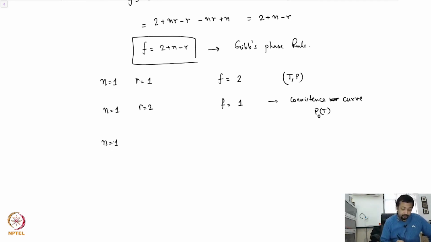If you have n equal to 1 and r equal to 3, a single component which can exist in 3 phases, for example solid, liquid and gas, then you see f is equal to 0. You have no freedom in the phase diagram, in the PT thermodynamic phase diagram, and essentially this represents a point, which is the triple point for a hydrostatic system.